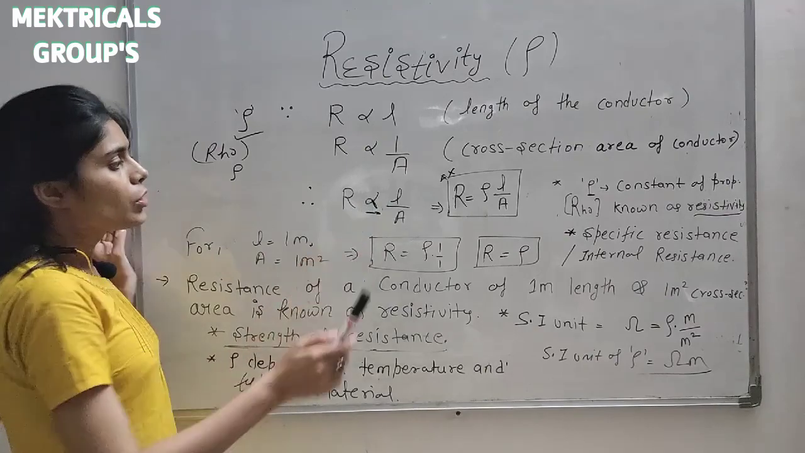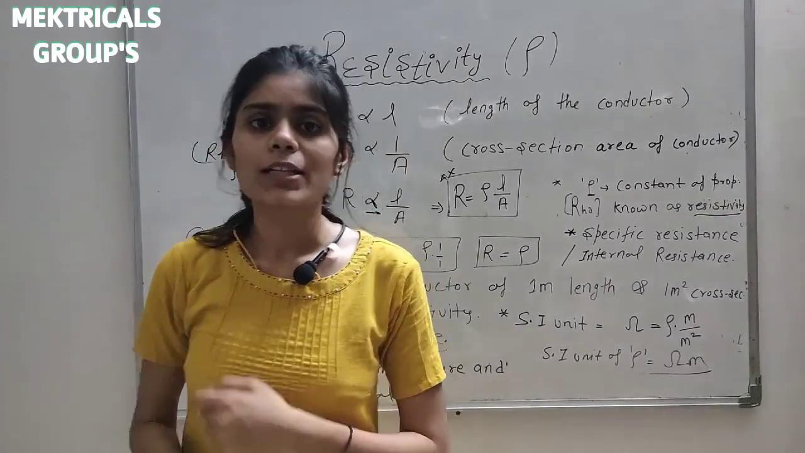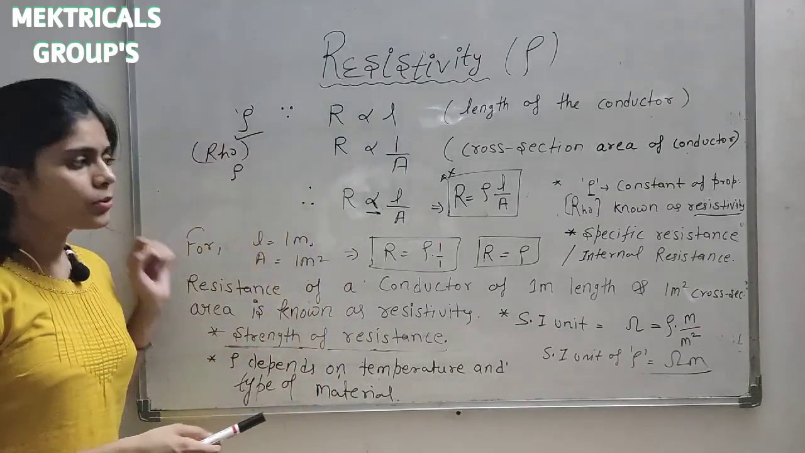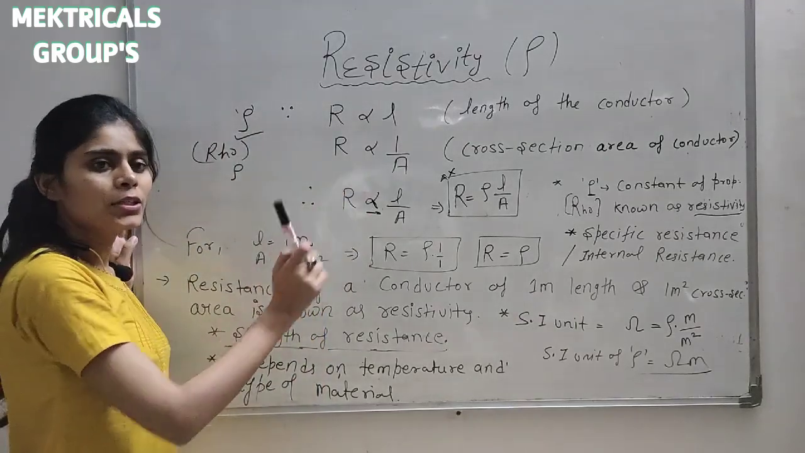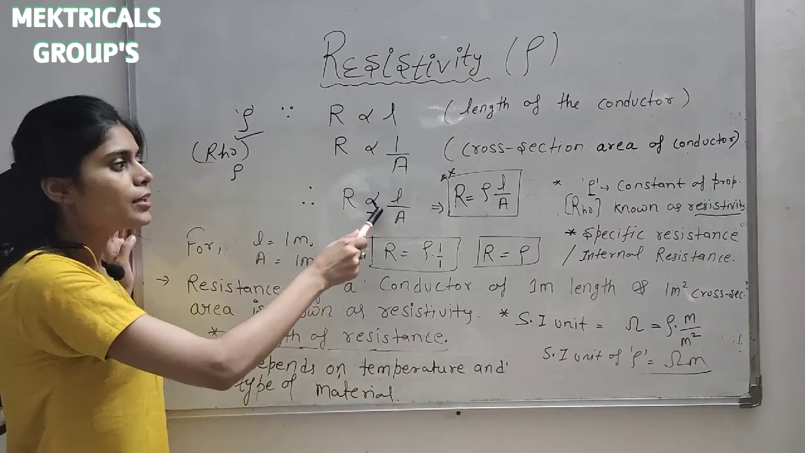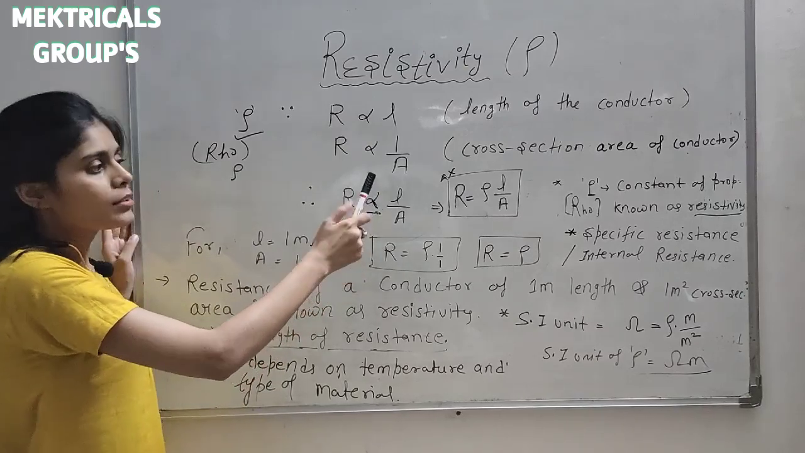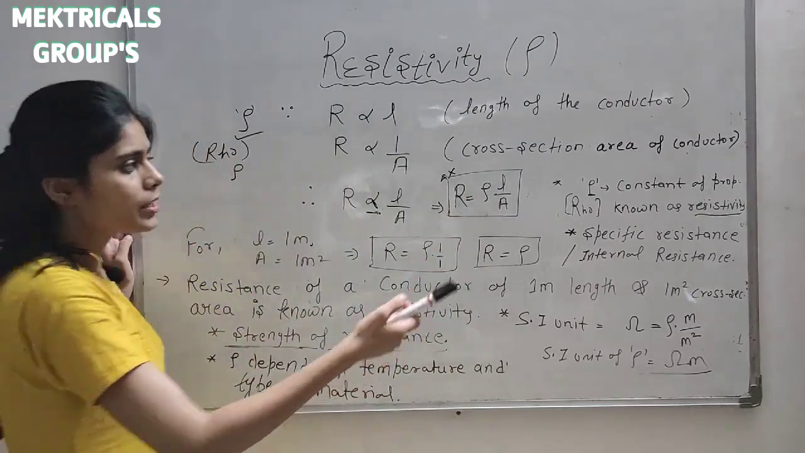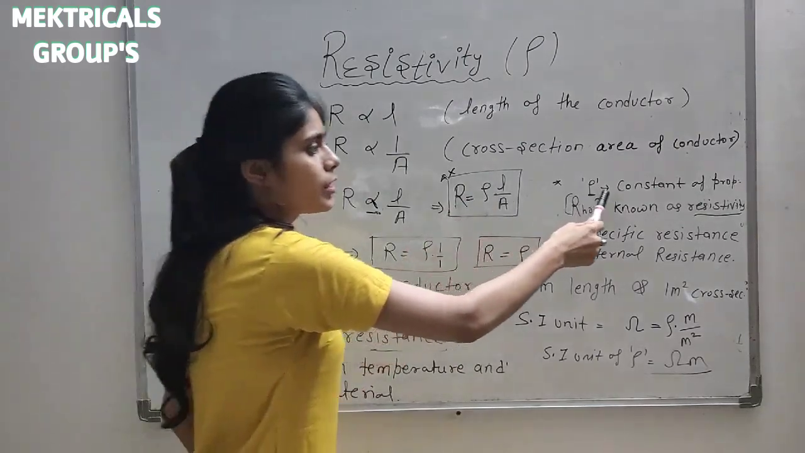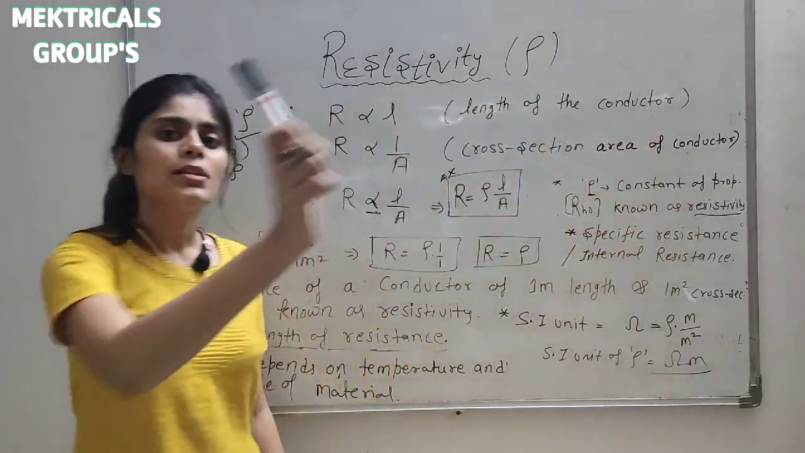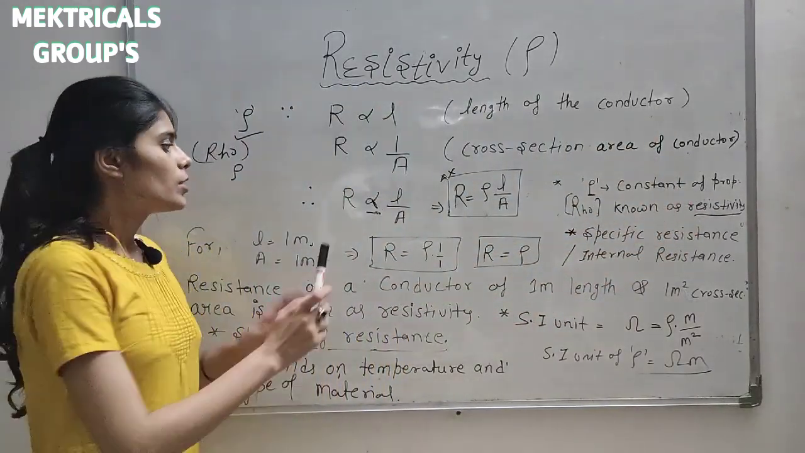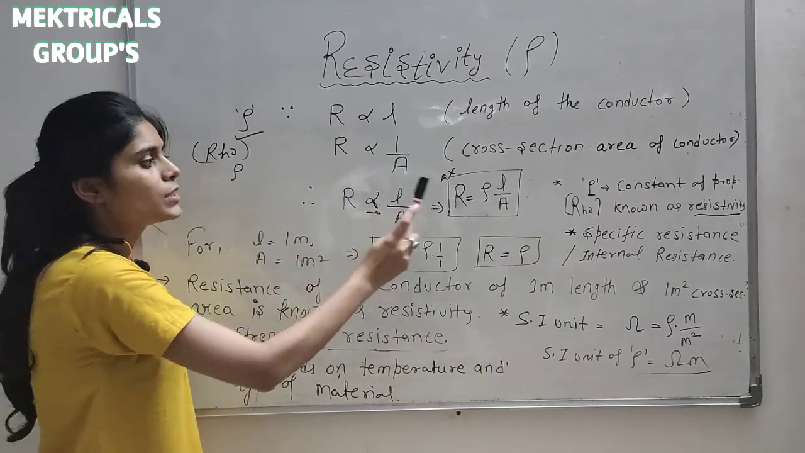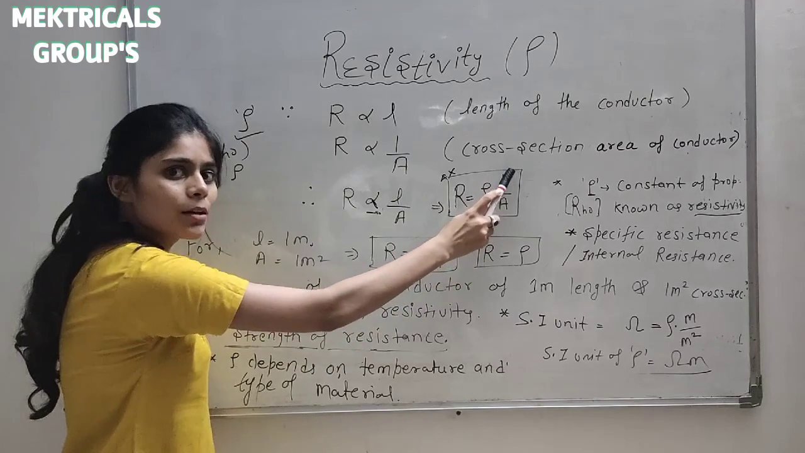Now we know that whenever we have a proportionality sign in an equation, after removal of this sign we get a constant. So same thing we will do here. We have a proportionality sign, so we will remove it. Now we have a constant, that is the proportionality constant. In this case, the constant of proportionality is known as resistivity. So R is directly proportional to L upon A. After removal of this sign, R is equal to rho L upon A.